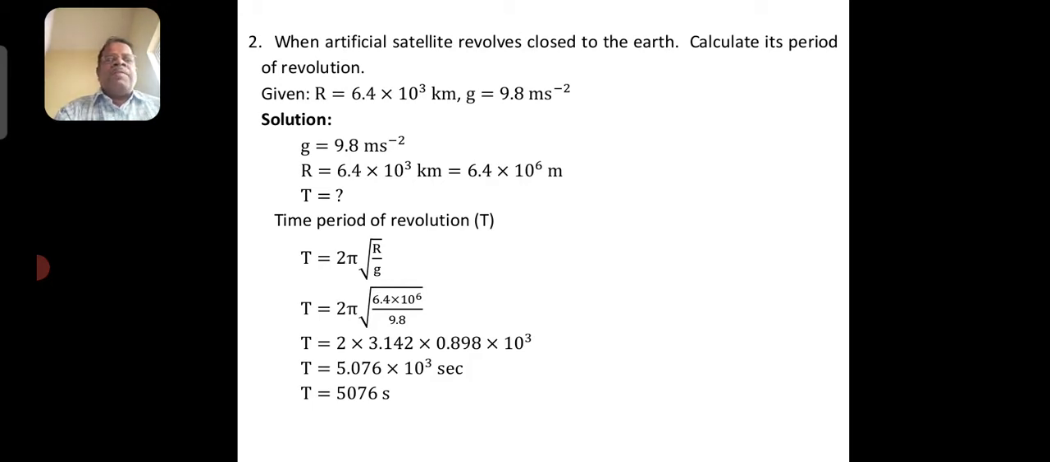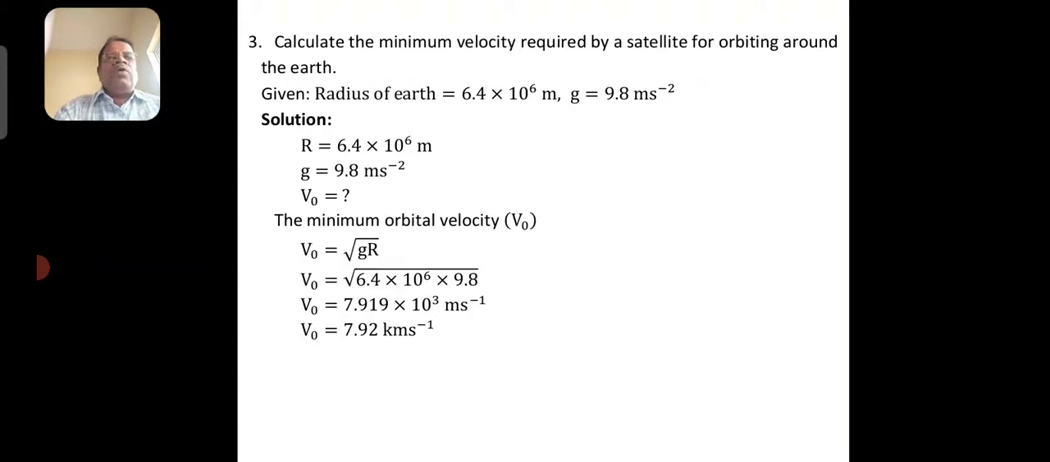You know time period of the revolution T equals 2 pi root r by g. Substitute the value of r, substitute the value of g, you get 5076 seconds. Go through the third problem. Calculate the minimum velocity required by a satellite for orbiting around the Earth. Given radius of the Earth 6.4 into 10 to the power 6 meter, acceleration due to gravity g equals 9.8 meters per second square.